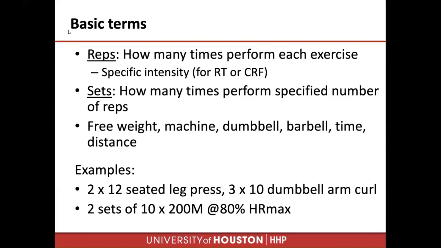That is 2 sets of 12 reps, total 24 repetitions of the leg press. Then 2 sets of 10x200 meters at 80% of heart rate max. I don't want to do 800% of heart rate max. I don't know about you, but that sounds awful. 80% is hard enough, right? Okay, so again, sets, reps.